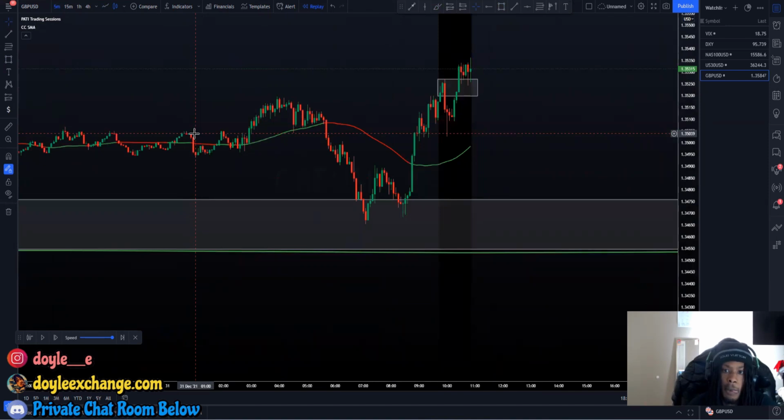You can't just say, oh, the 5 minute is on an uptrend, but it could be heading up towards supply to drop on a higher time frame. So you have to look at multiple time frames. I mainly look at the 1 hour and the 5 minute hand in hand.